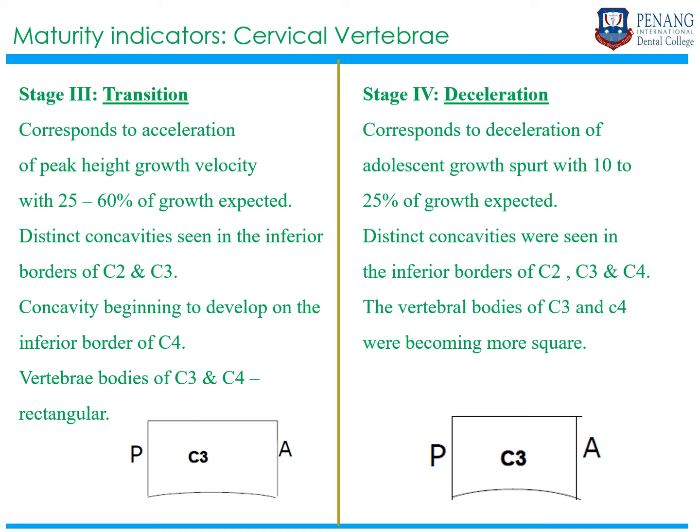In the deceleration phase, it corresponds to the adolescent growth spurt with 10 to 25% of growth being expected. Distinct concavities are again seen in the borders of C2, C3 and C4. The vertebral bodies of C3 and C4 are becoming more square.